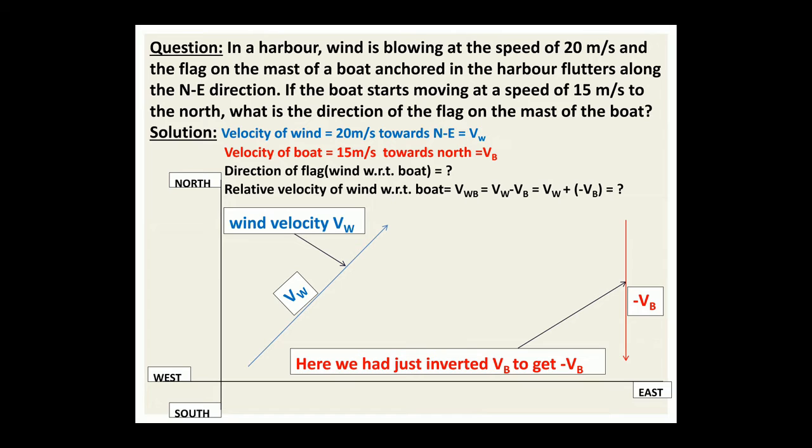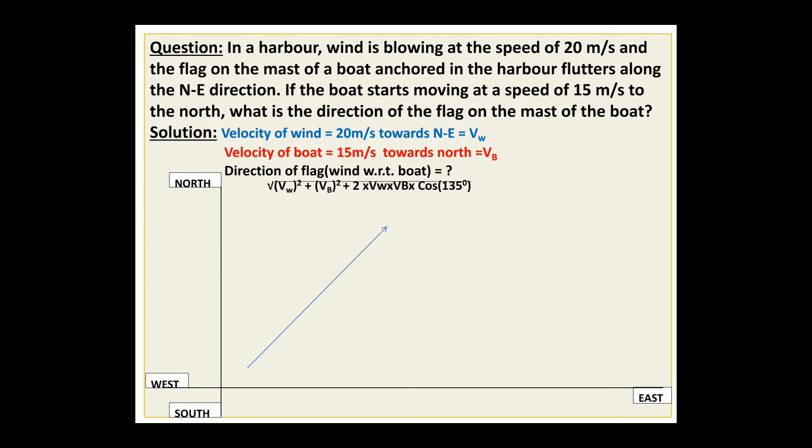And for addition we will use the triangle law of vector addition. So this is our first vector, which is VW and is along the northeast direction. Its magnitude is 20. And this is our second vector, minus VB, whose magnitude is 15, and it is towards south. We have placed our second vector, minus VB, such that its tail coincides with the head of the first vector, VW. So now this is A plus B.